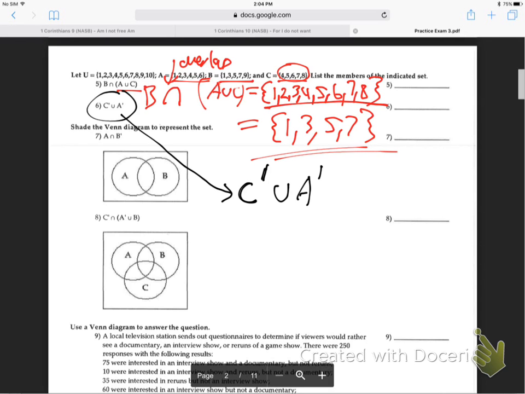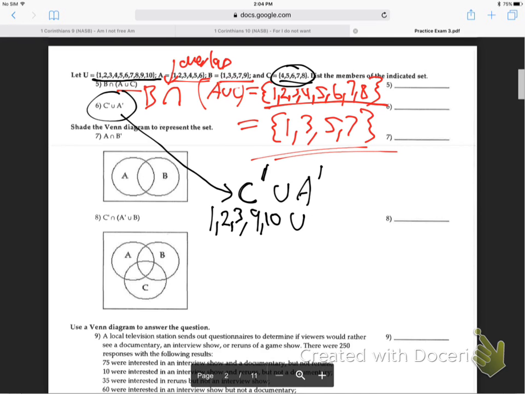Well, C, come back up here, is right here, huh? C is 4, 5, 6, 7, 8. What's the opposite of C? 1, 2, 3, and 9 and 10, huh? Because we're talking about out of this universe. Right, the universe, the group I'm talking about is 1 through 10. So if C is 4, 5, 6, 7, 8, what's the opposite of that? The other numbers. Right? We're going to unite that with A complement.